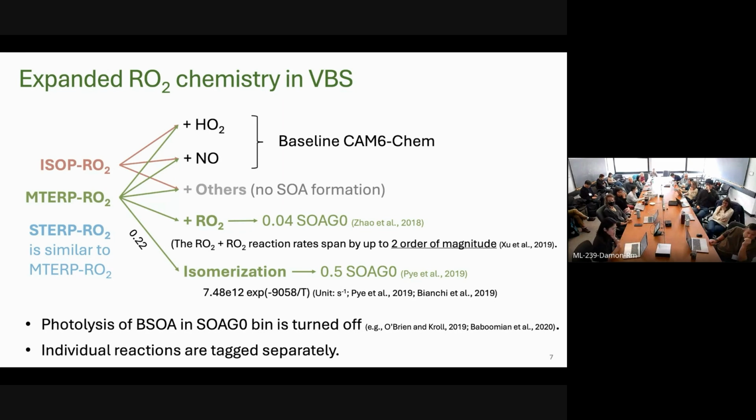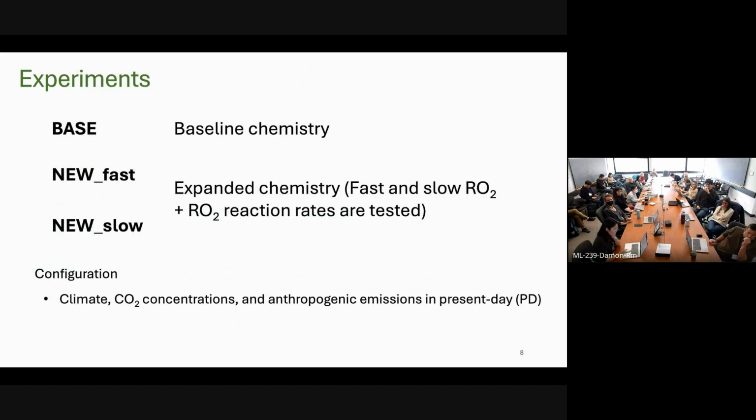So to examine our modifications here, we did 3 experiments. Base means baseline chemistry, plus our modification on the photolysis. And the 2 new experiments use our newly developed chemistry. Fast and slow here means we use the fast and slow combination for the R2 reaction rates. All of these 3 experiments use the present day condition. That means climate, CO2 concentration, and anthropogenic emissions are all in present day.